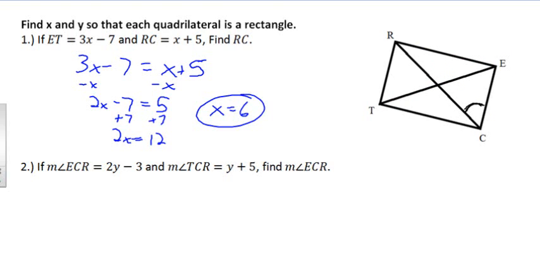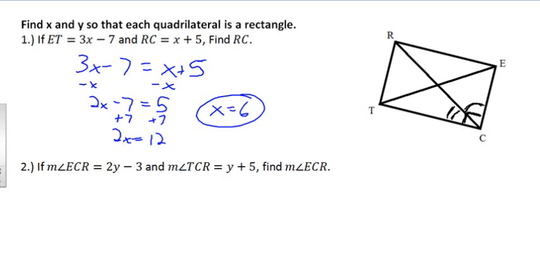And the measure of angle TCR is y plus 5. Well, TCR is its partner over here. We want to figure out what the measure of angle ECR is. Well, again, one of the properties of a rectangle is that it has 4 right angles. So I know that this angle right here has to be 90 degrees.